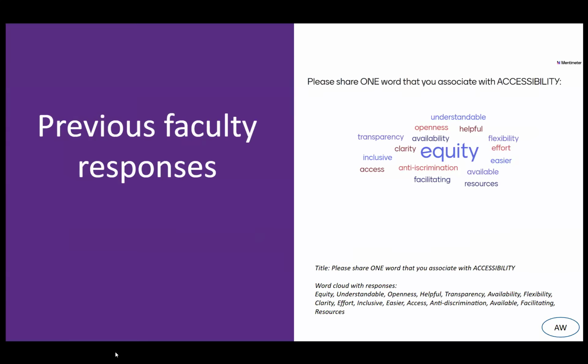Faculty participants at the live workshop contributed to this word cloud. How does your word fit in here? Equity was the most frequent association. Some other clusters include the qualities of accessible practices, like being transparent, flexible, and understandable, or the practices themselves, like facilitation.